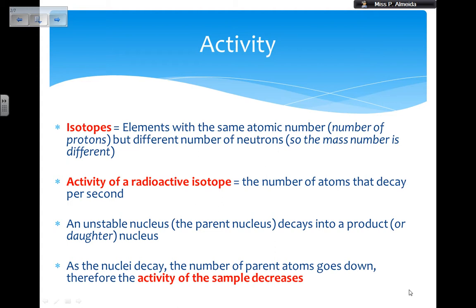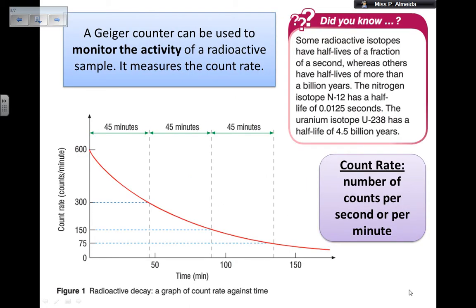Now, if you look at the activity of several types of isotopes, you're going to see that as the nuclei decay, the number of parent atoms or nuclei goes down, therefore the activity of the sample decreases, okay? So that means that the more you are decaying, the less active you are. So the number of nuclei that decay per second or per minute decreases. And if you draw a graph, this is how it looks, okay?